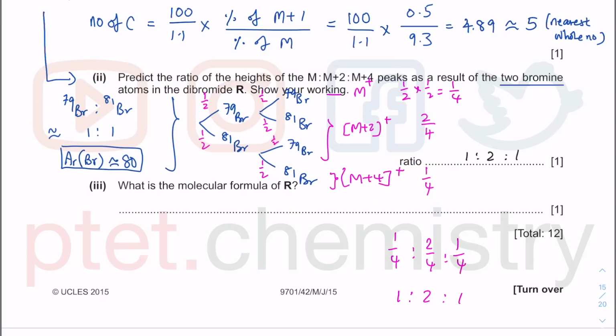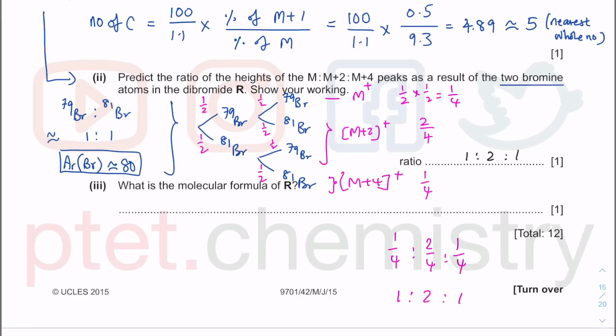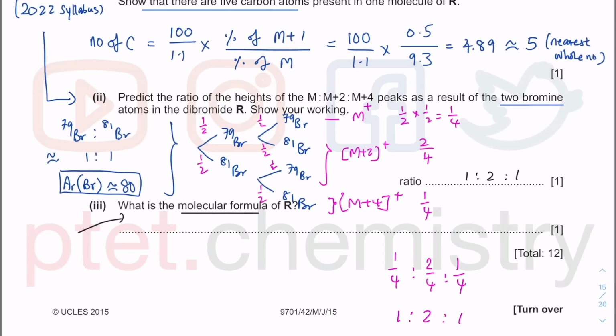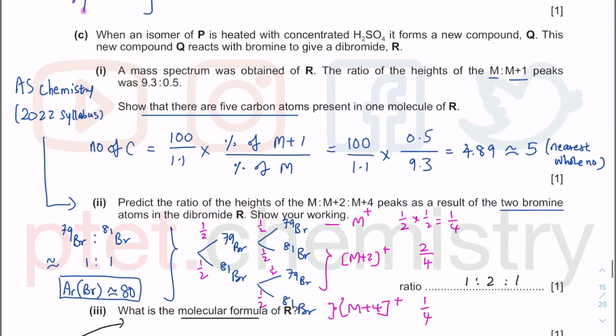Alright, let me see if I can move this a bit better so that this looks better. Yeah, that looks as best as it could be. Now what is the molecular formula? Molecular formula, the actual number of atoms in one single molecule. We know that there are 5 carbons. We know that there are 2 bromines. We know that, actually, what else do we know?